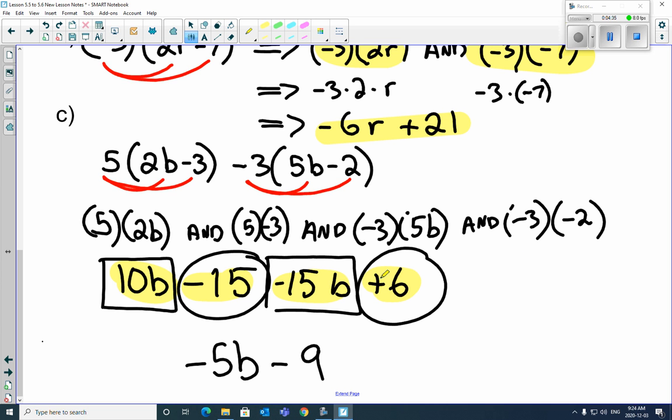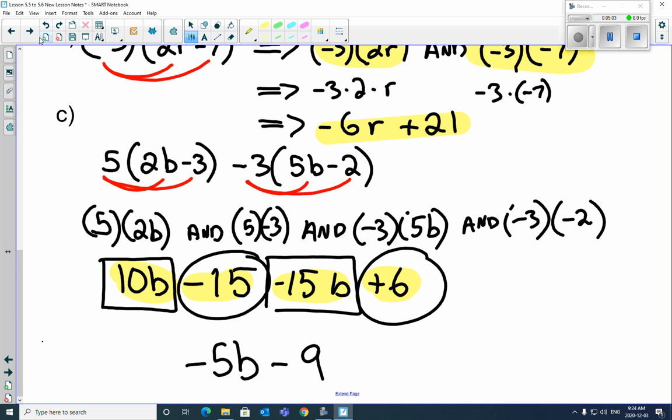Now, in this case, you can combine some terms. You can collect like terms. See, I boxed the 10b. I can box the negative 15b, or use whatever symbol you want. Use a colored pencil or a line underneath it. Those are like terms. So 10b minus 15b is negative 5b. And negative 15 plus 6 is negative 9. So once you're done the multiplication part, you can actually collect the like terms.